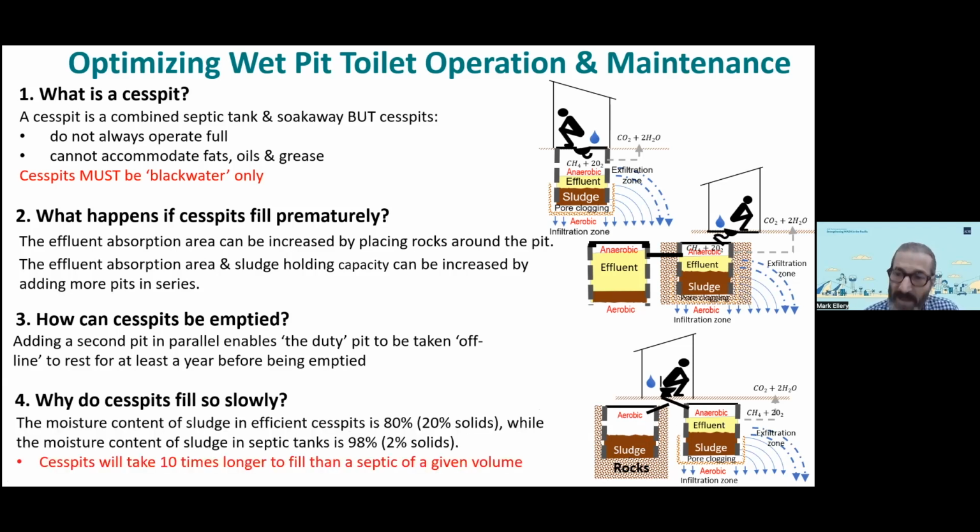Finally, one of the advantages of cesspits is that they run at much higher densities than septic tanks. And so good design and getting the right design of your effluent absorption area will enable these cesspits to run at much higher sludge densities, so they will fill much slower than a septic tank. And therefore, not only are they cheaper to install than a septic tank, but they're cheaper to maintain than a septic tank.